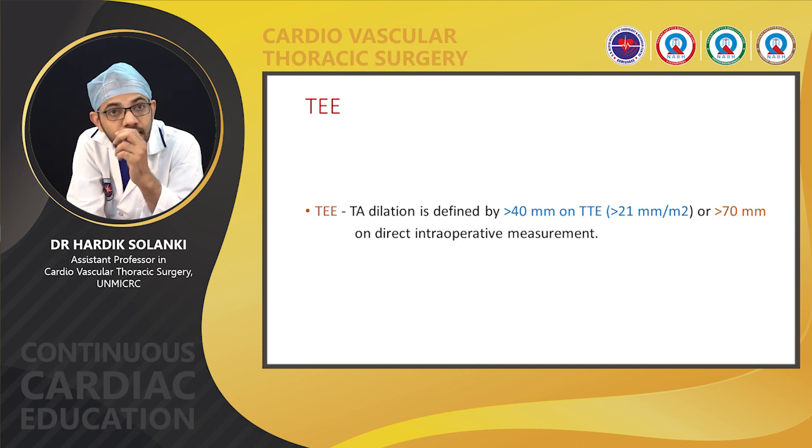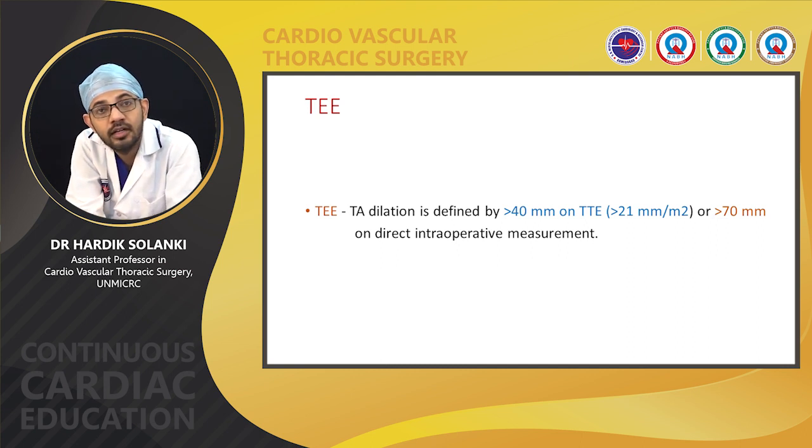On TEE, tricuspid annulus dilatation is defined by more than 40 mm or more than 21 mm per meter square of body surface area, and more than 70 mm on direct intraoperative measurement.